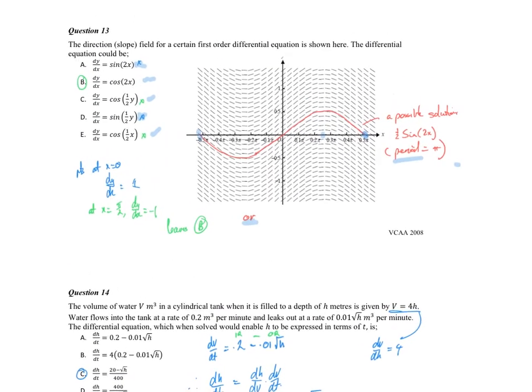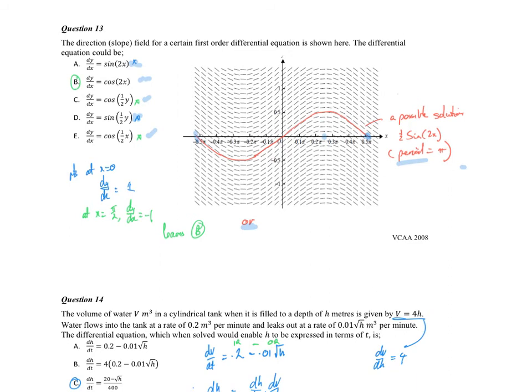Question 13, another slope field. All right, same sort of thing. I picked some values. There's two possible ways we've approached this one. So let's go back to the green pen. At x equal to 0, it looks like my gradient is positive and near enough to positive 1, isn't it? So if I put x equal to 0, I should get a positive response. So if x equal to 0, sine of 0 is 0, so it can't be sine, all right?